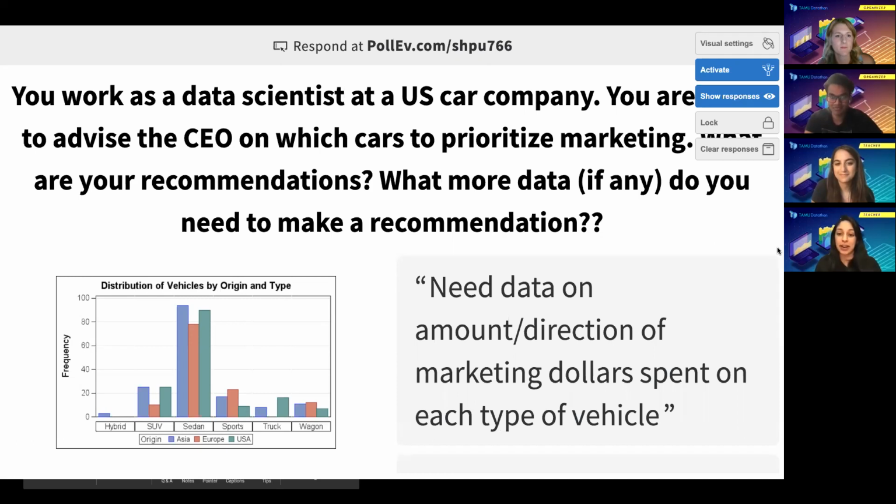Need data on amount. Yep. Direction of marketing dollars spent. Yeah, totally. This has nothing to do with marketing as far as we know. Maybe it is marketing, but we don't know.